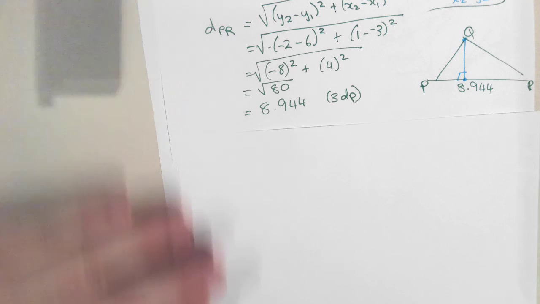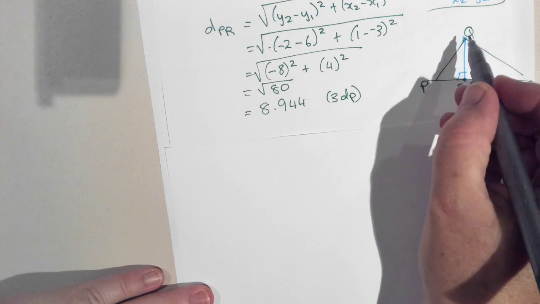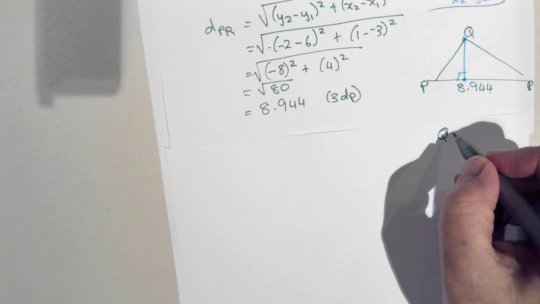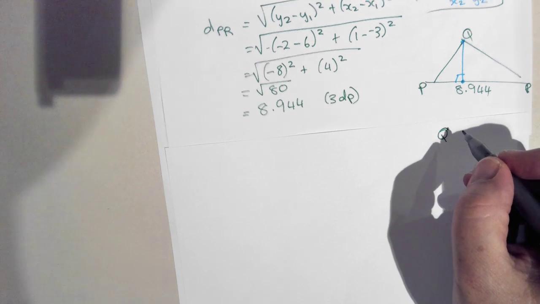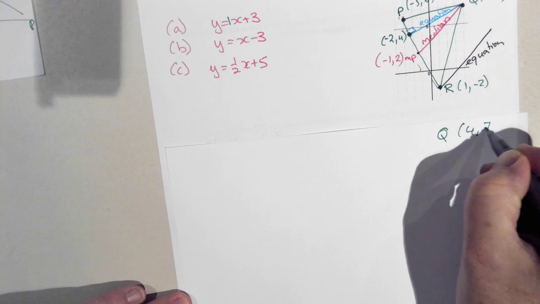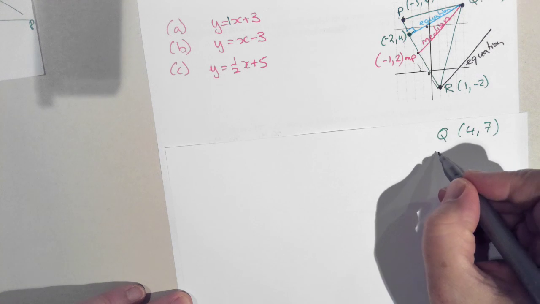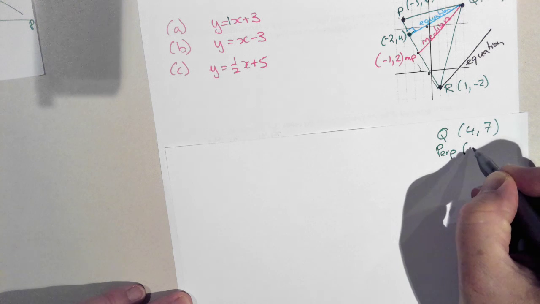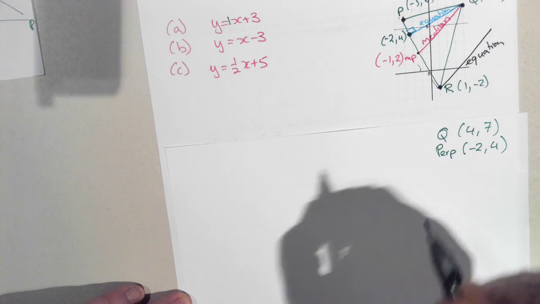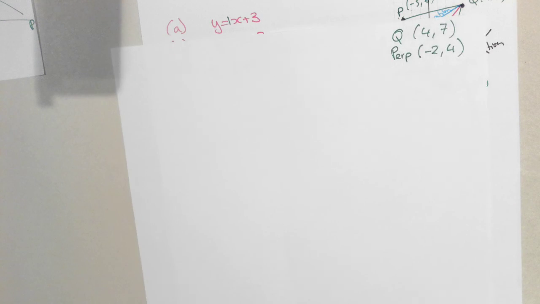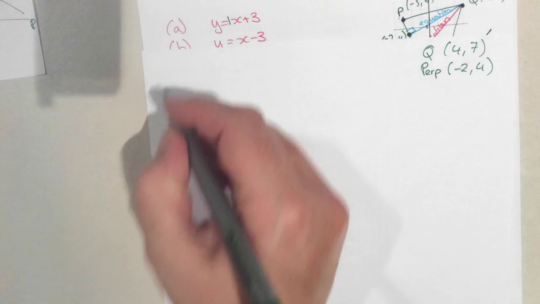Well, let's have a think. So we know point Q. I'm just going to write the coordinates of point Q here. The coordinates of point Q are, let me go back to there, 4, 7, and the coordinates where they meet, which I'm going to call the perpendicular one, are -2, 4. Okay, with that I want to now go and find the distance.